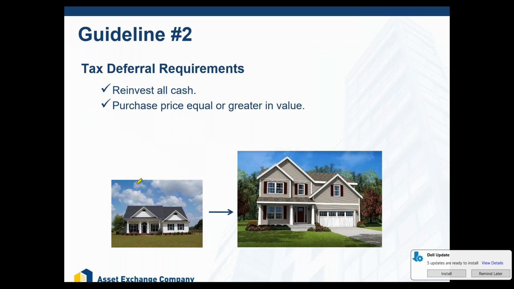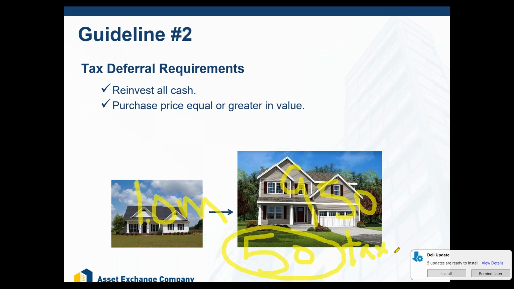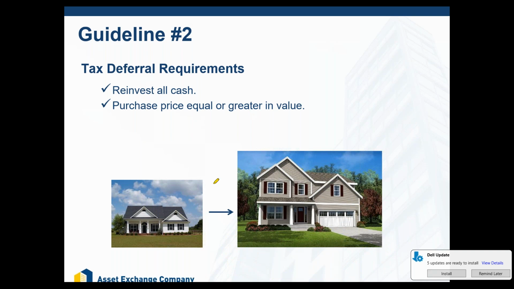Now, what happens if you don't do that? What happens if you sell for $1 million but you buy for $950,000? Well, ladies and gentlemen, that's not the end of the world. You simply pay taxes on the difference when you trade down. All right, so $50,000 is going to be taxable because you traded down in value by $50,000. Whenever you go down in value, the trade down difference is taxed. Not the end of the world, but you will pay some taxes.